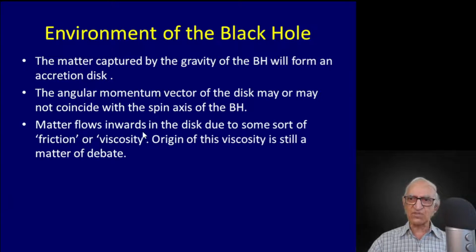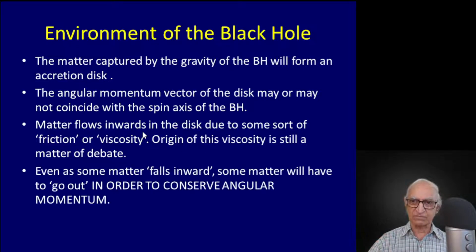Now, matter flows inward in the disk due to some sort of friction or viscosity, and the origin of this viscosity is still being debated. So please remember, gas of atoms and molecules orbiting in a disk in Keplerian orbit around the central body will be in stable orbit. They will not come in and fall into the black hole. So you have to make this gas come closer and closer. And for that you need some friction.